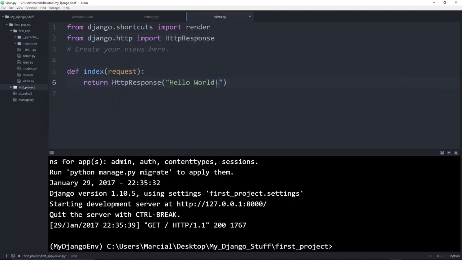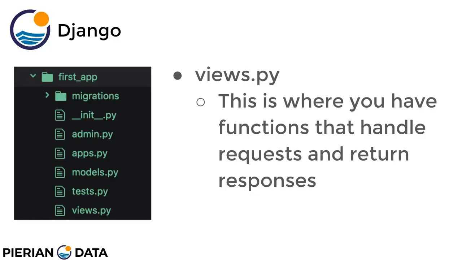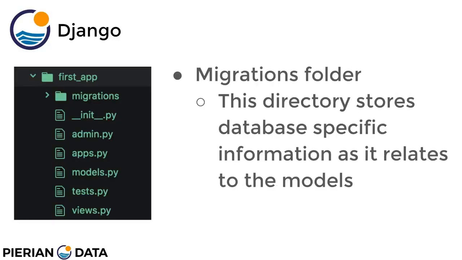Then we have the test.py file, and this is where you can store a series of functions to test out your application's code. Then we have views.py, which is where you can store a series of functions that handle requests and return responses. Then finally, we have that migrations directory or migrations folder. And this directory stores database-specific information as it relates to the models. So the views.py and the models.py are the two files you're going to be using for any given application.